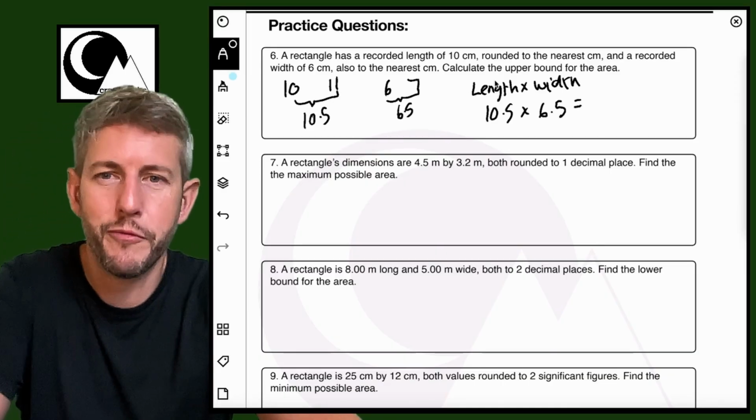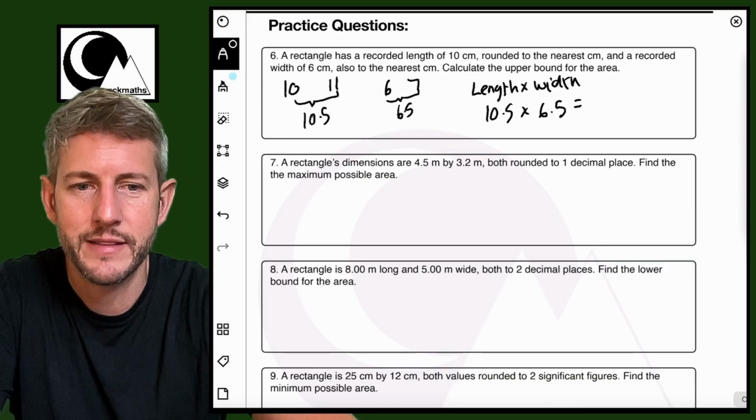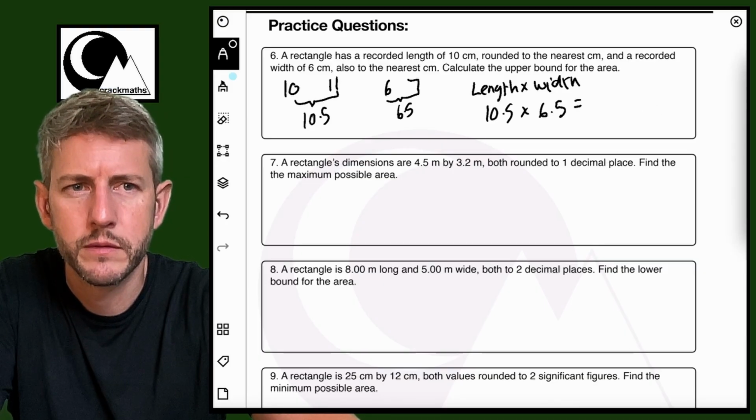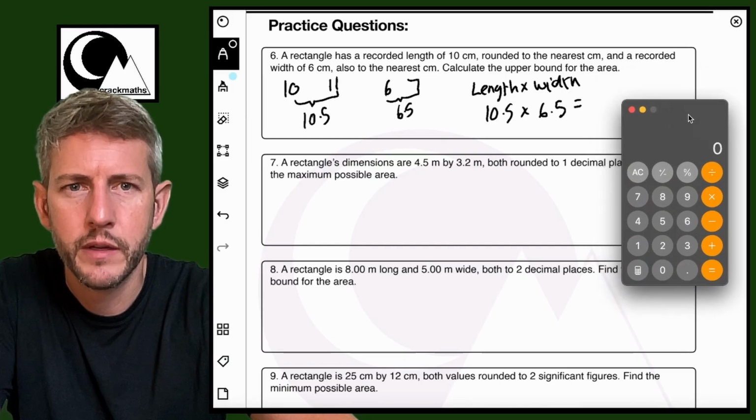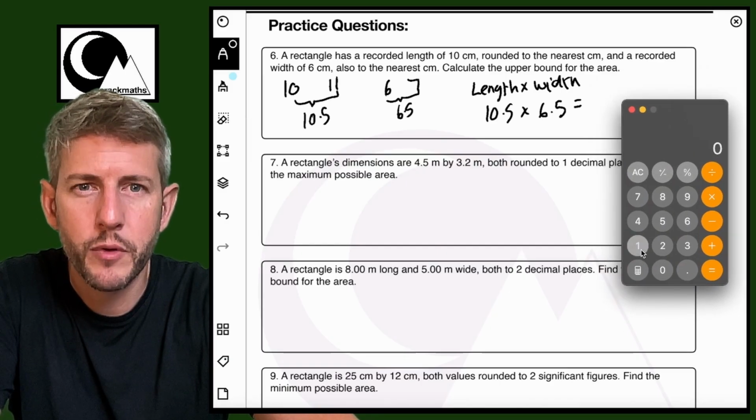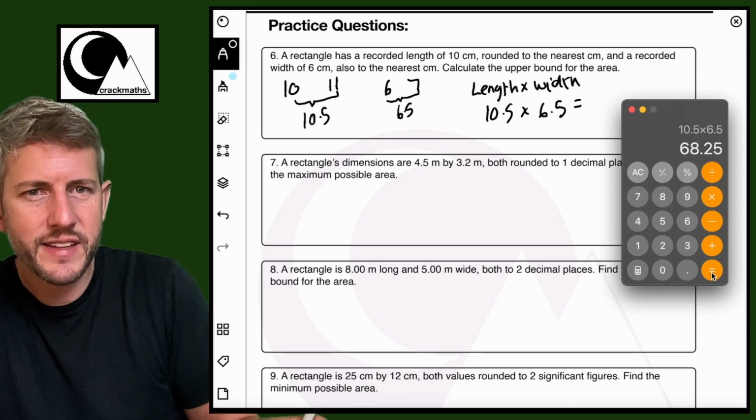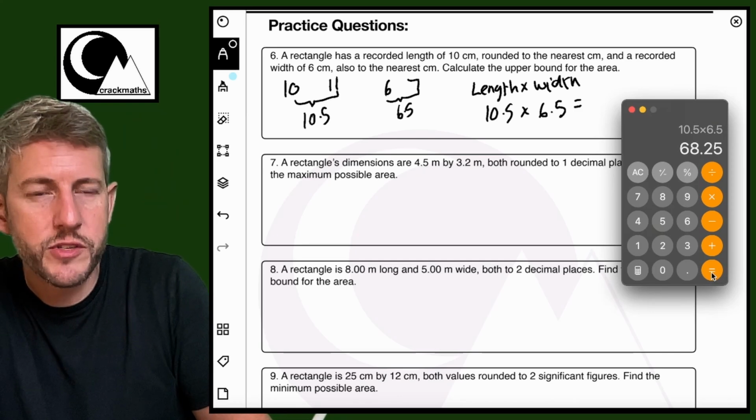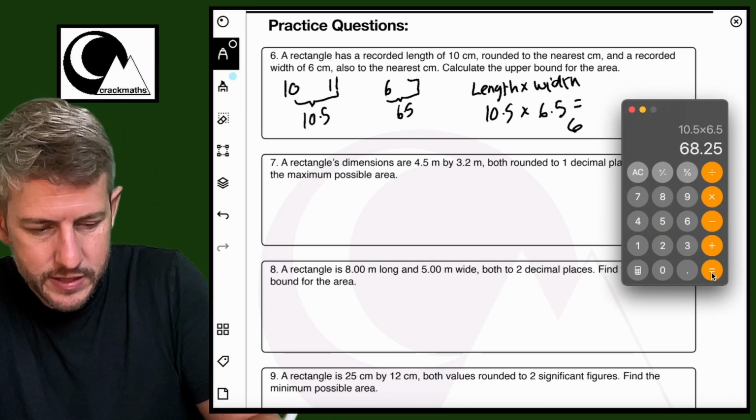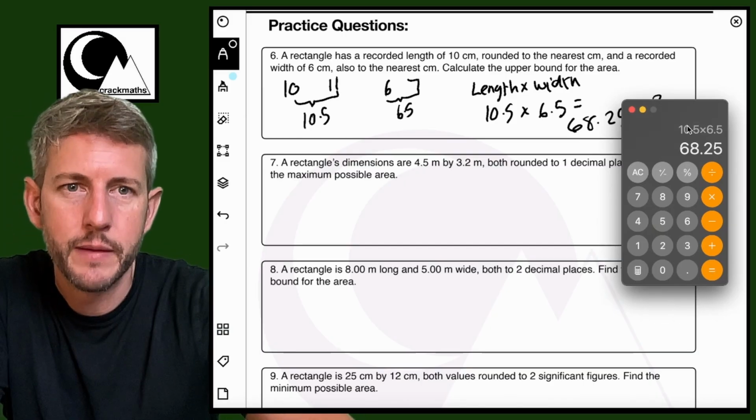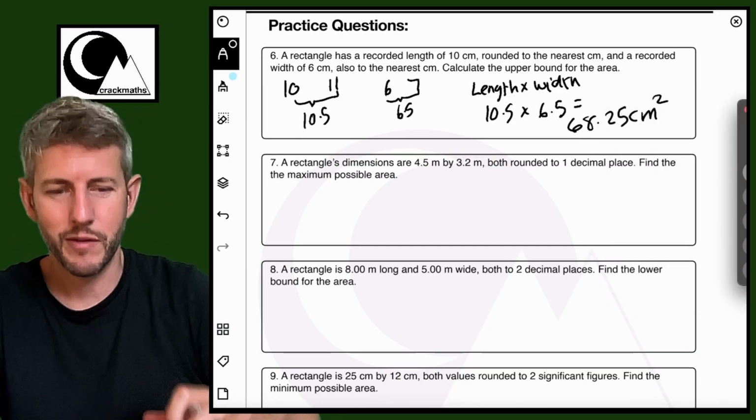And this seems like a job for the calculator. So let's get the calculator out and bring it over here. Here we go. And we can do 10.5 times 6.5. And there we go. The answer will be 68.25 centimetres squared. 68.25. Okay, and I'll just move the calculator out of the way so you can see what I wrote.